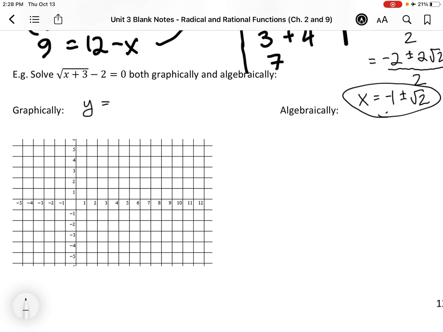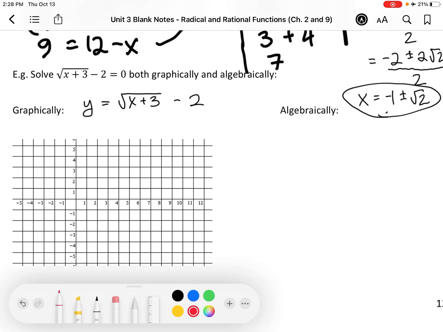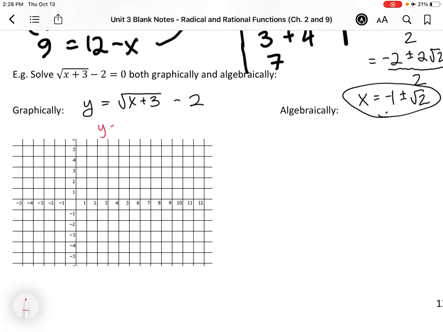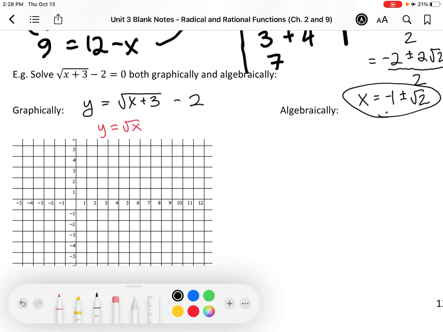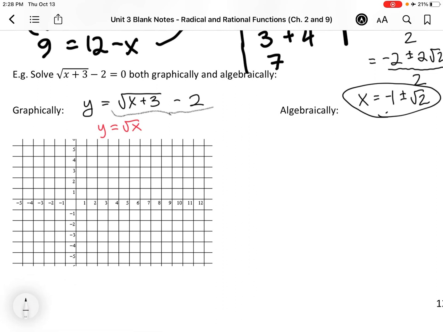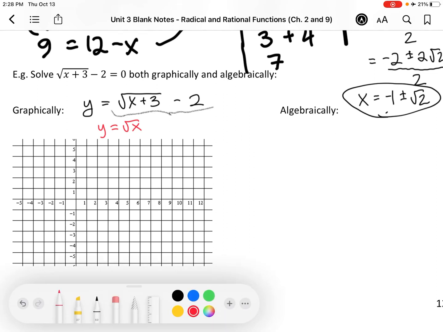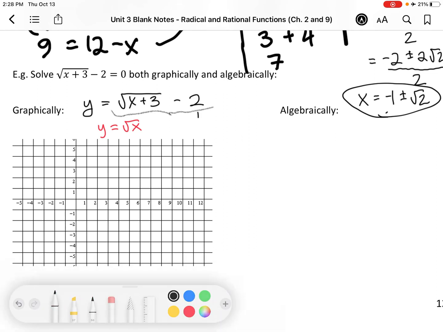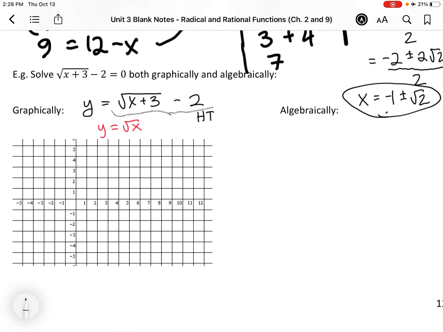If I graph, one side is already 0, y equals the square root of x plus 3 minus 2, compared to, I'm going to do this one in a different color, y equals the square root of x, this guy has a horizontal translation of 3 left and a vertical translation of 2 down.